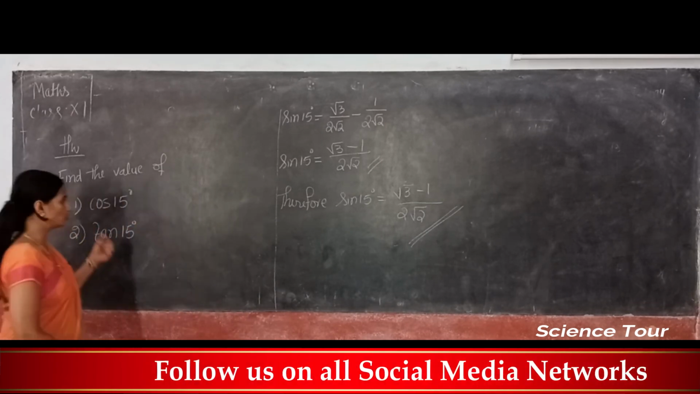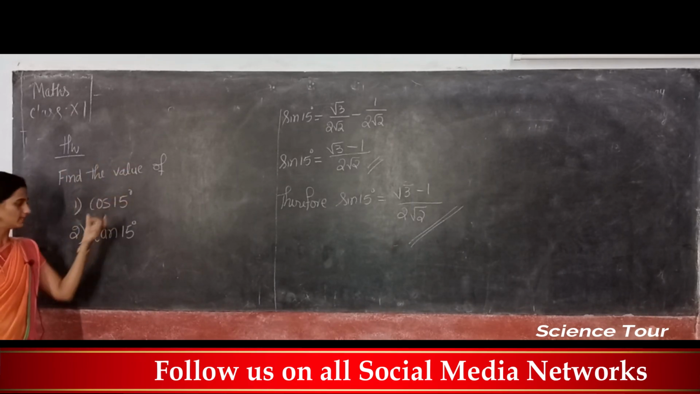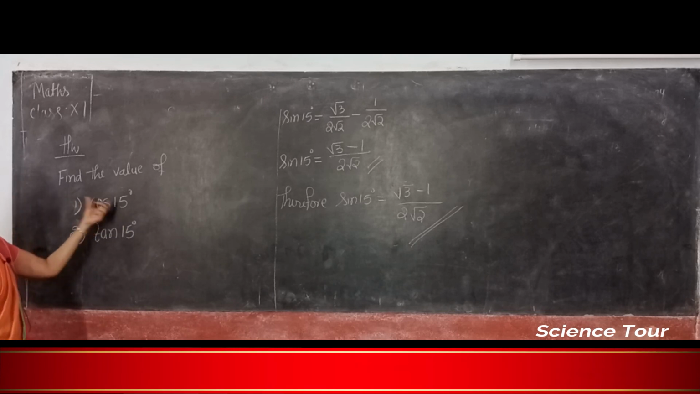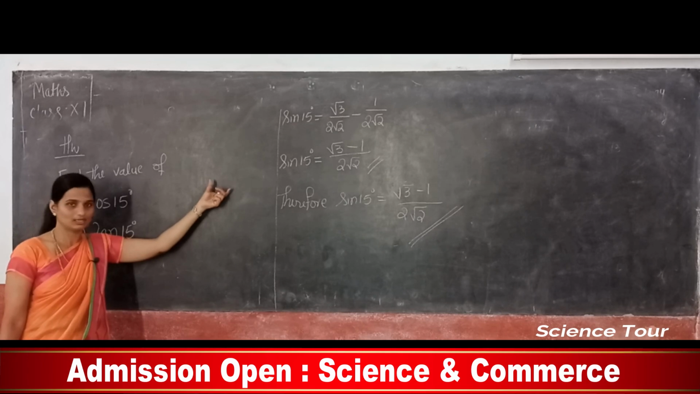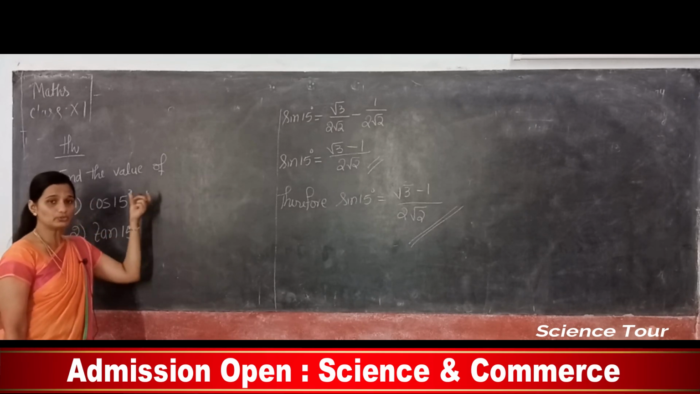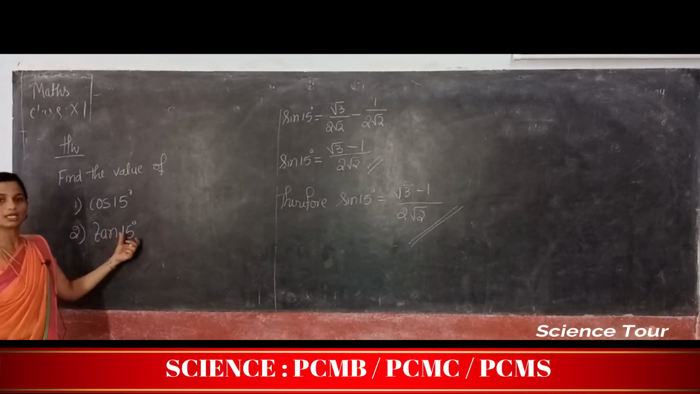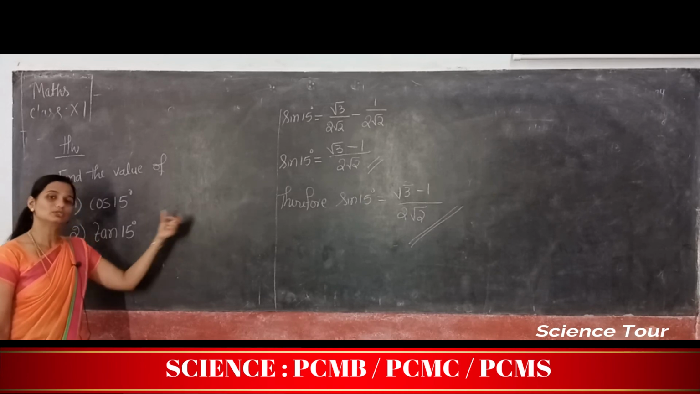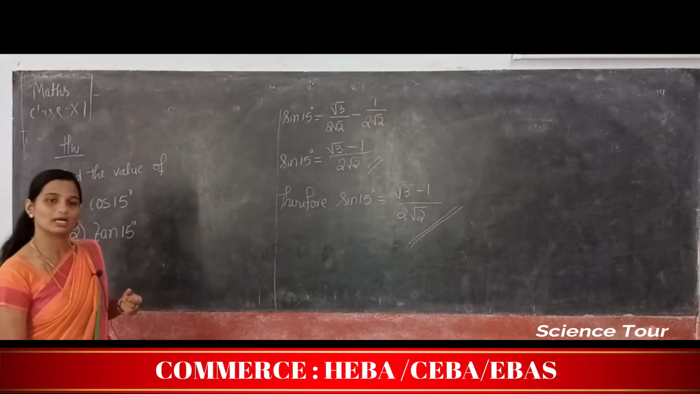Next, take 2 questions as homework. Find the value of cos 15 degrees and tan 15 degrees. You know how to split this: cos 15 degrees is equal to cos of 45 minus 30 degrees. Next, which formula to use? Cos x minus y. Next, tan 15 degrees can be written as tan of 45 minus 30. So which formula? Tan x minus y. So those two as homework.